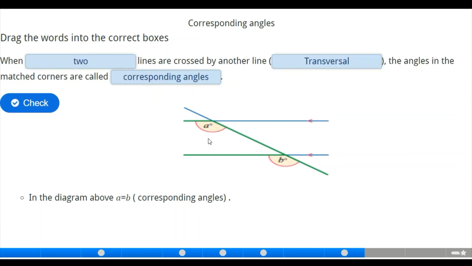So if you look at it here, we have angle A here and angle B here. So we call this angle A corresponded to what? Angle B. That is, angle A here is equal to angle B. So if A is 50 degrees, then B also takes 50 degrees. If B is 60 degrees, then A also takes 60 degrees.